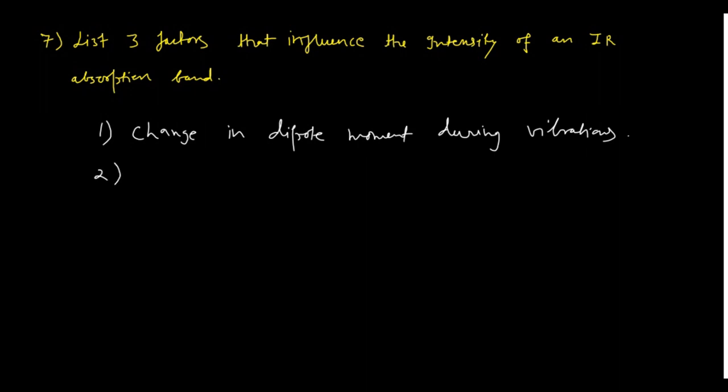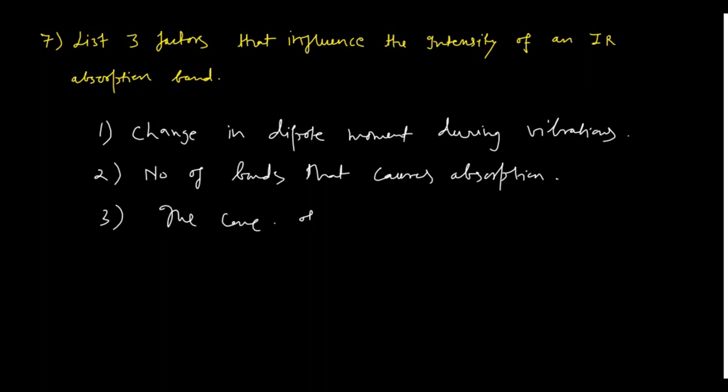Second, how strong the intensity of the band would be will depend upon the number of bonds that cause the absorption. And lastly, the concentration of the sample. This concentration always plays an important role in the case of NMR also. If you want to do proton NMR spectroscopy, you can do it with 1 milligram of the sample, right? But sometimes the molecule does not behave according to the instrument. That means sensitivity is low. In that case, you have to increase the concentration also. So here also, if you increase the concentration of the sample, the intensity goes up.